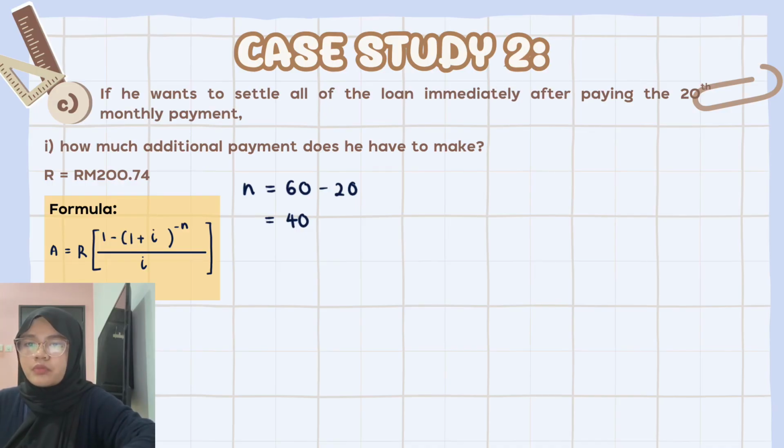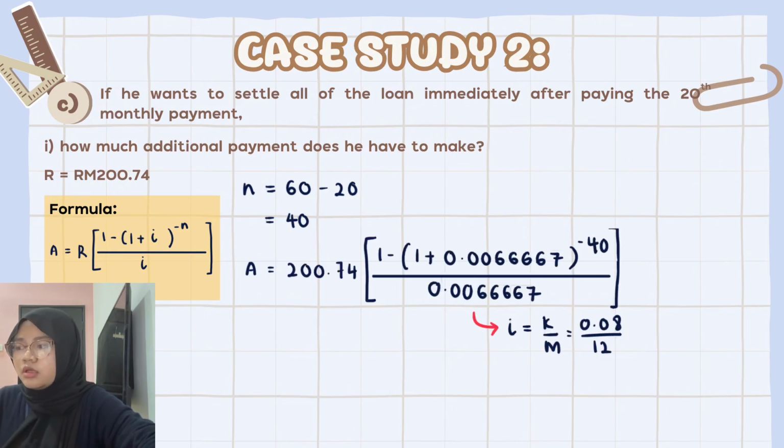For the 20, we can get it from this question, which is paying the 20th monthly payment. Then we will get the 40. For our R, which is RM 200.74, it is already stated in the B question too. For our I, 8% divided by 12 equals 0.0066667. Also in the B question, which is 8%, we divide it by 12 because it is compounded monthly. That's why. Then we just have to put all of this information in the formula. Then we'll get our A, which is RM 7,027.71.